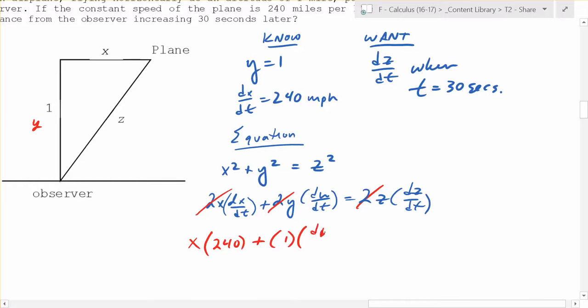Well, what is dy dt? It's 0 equals z times what? dz dt. So which one are we trying to solve for? Let's highlight it. Which one are we trying to solve for? So we need to get values for all the other ones. So x and what?